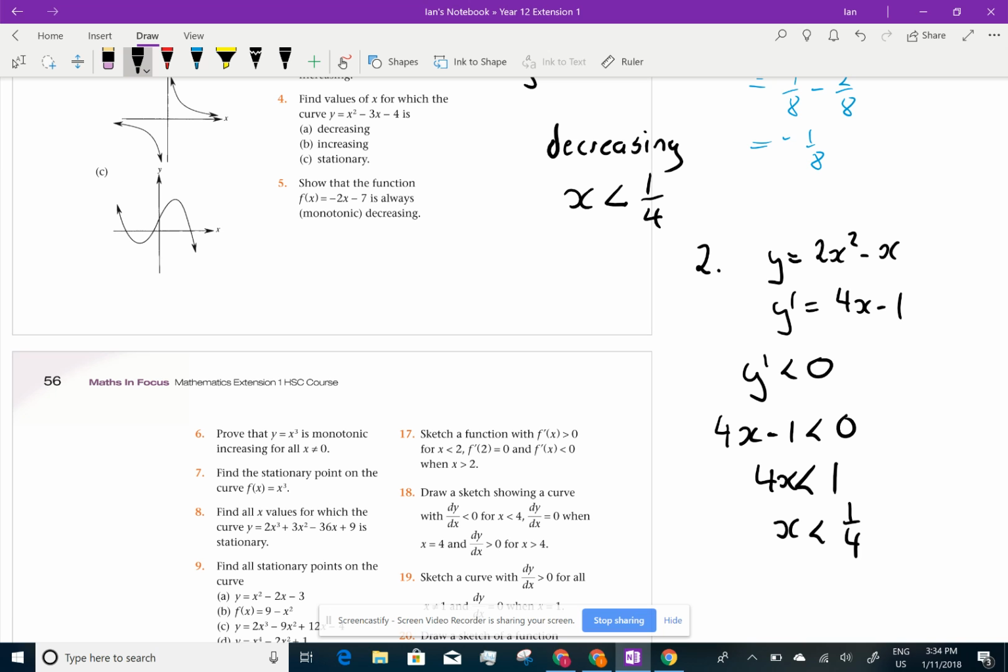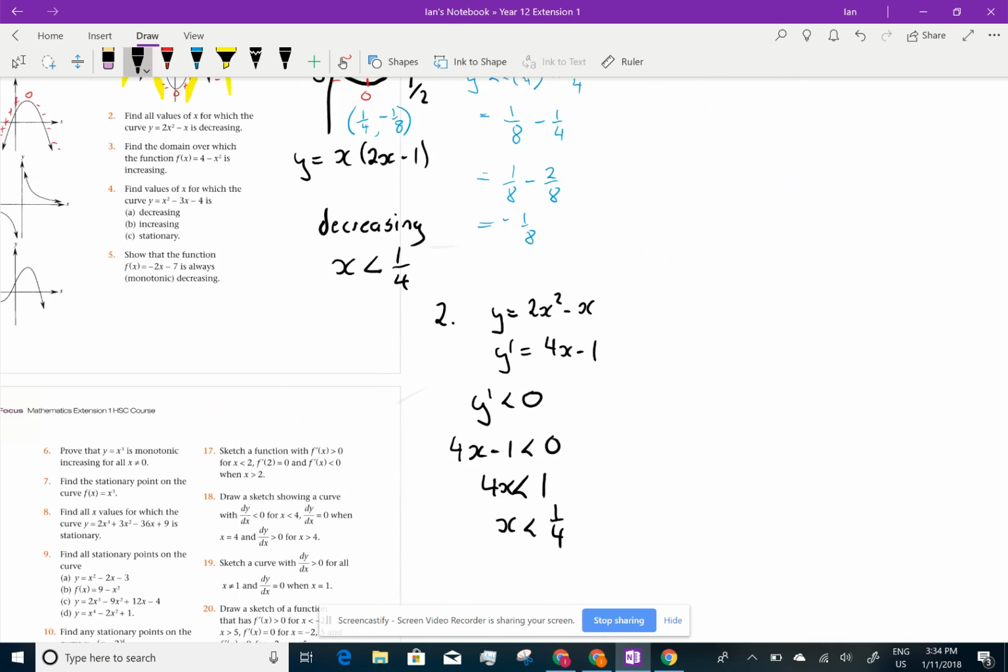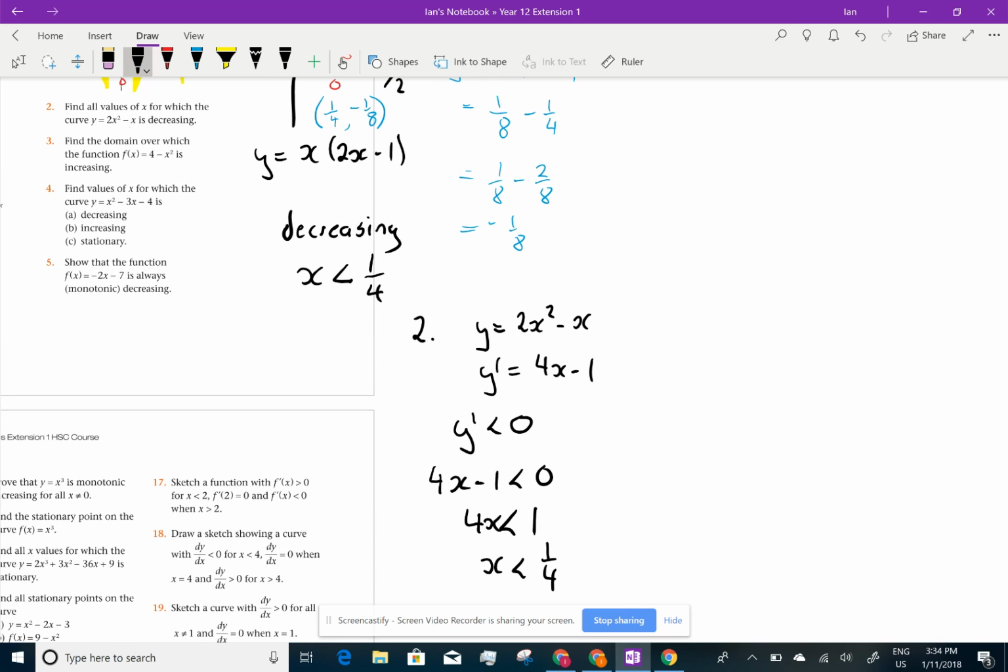Righto. You're going to do all these, so I'm now going to do a couple of others and see how you go. I'll do 3 really quickly. You should have a go yourself if you want to.